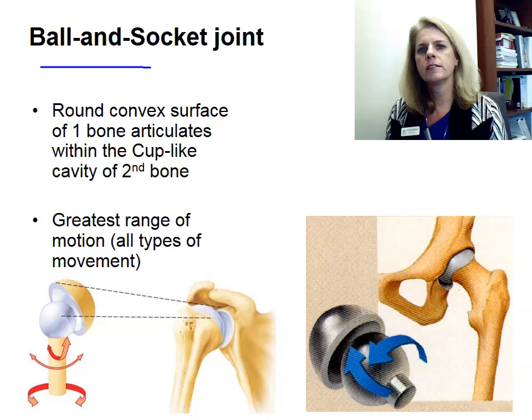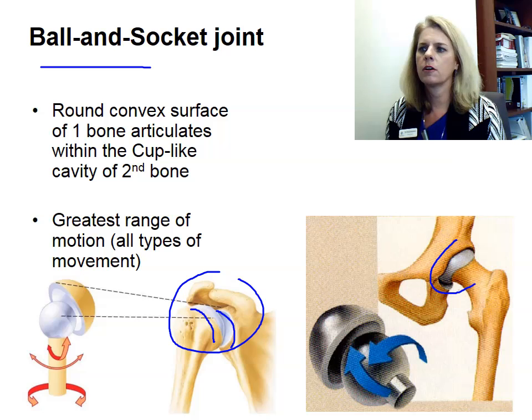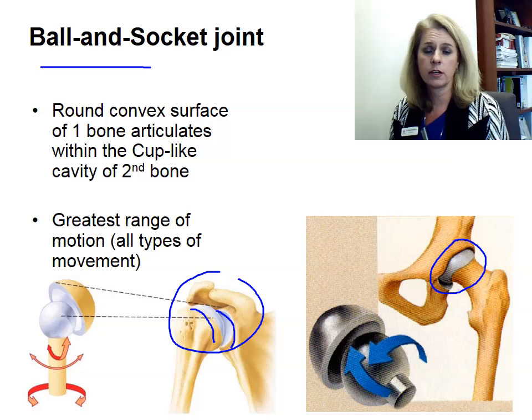We have a ball and socket joint. Basically, you have a ball that fits into a cup. You're going to see that at the shoulder and the hip. So the shoulder joint is a ball and socket joint. And where the femur articulates with the hip bone, the os coxa, you have the ball and socket joint there. These have the greatest range of motion.